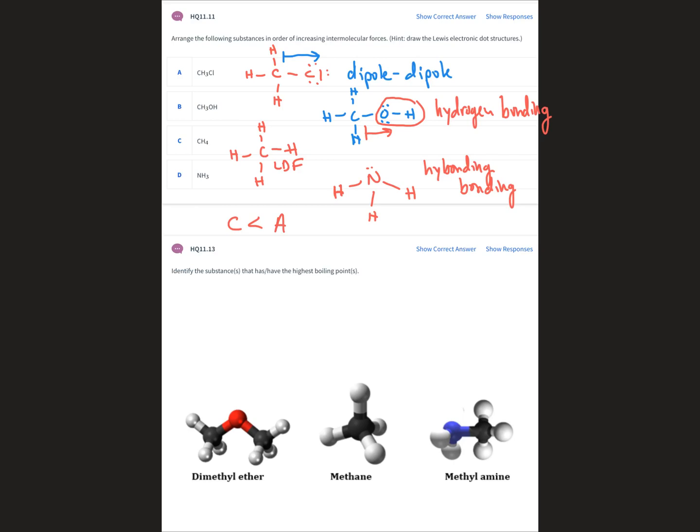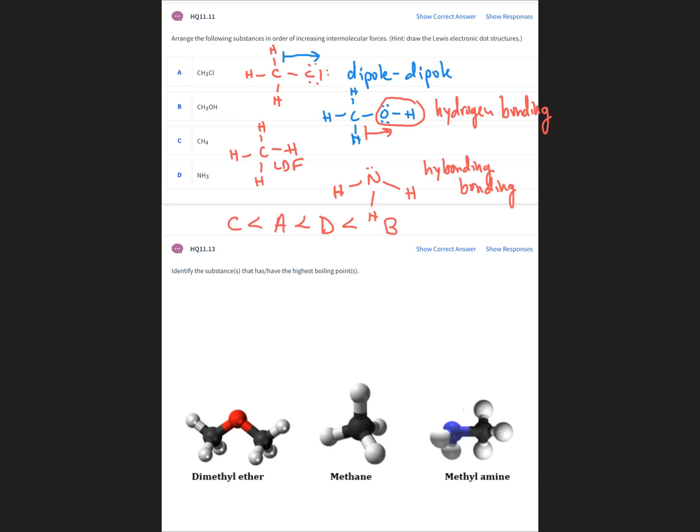that have hydrogen bonding, but actually the methanol is going to have stronger intermolecular forces. It's a larger molecule, and the oxygen-hydrogen bond results in stronger hydrogen bonding than the nitrogen-hydrogen bond. So that would put D next, and that would put B with the strongest intermolecular forces.